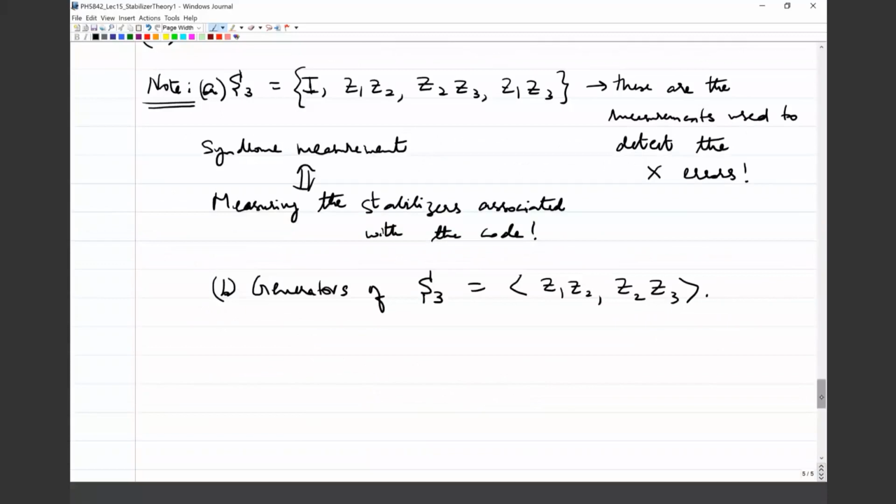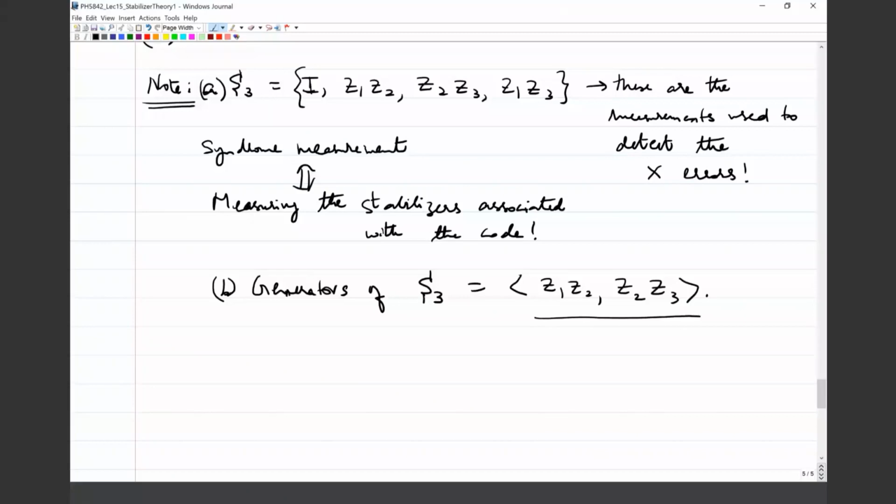And in fact, these were the very operators that we were measuring. If you remember the circuits, it looked like this, right? I was looking at Z1 Z2, and then this was Z2 Z3, and I was measuring this here. So in fact, these stabilizer generators were exactly what were being measured if you recall the error detection circuit. The rest of the elements of S3 are simply generated by multiplying these two generators. So the generators are basically a set of independent operators from which you can generate the entire group.